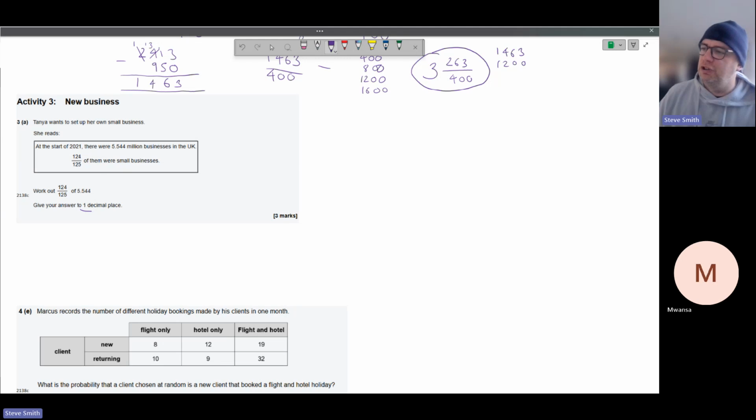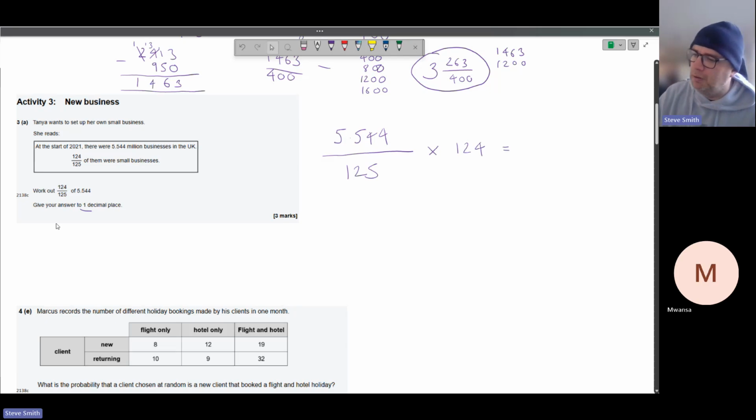This is just asking you for a fraction of a number. You know, it could say 3/4, it could say 7/10, it could say whatever, but it says 124 125th. So we've got 5.44. It's asking us to split it into 125 pieces. So we're going to do 5.44 divided by the denominator to find out how much each piece is worth. And then once we find out how much each piece is worth, we're going to times it by 124 because we want the value of 124 of those pieces.